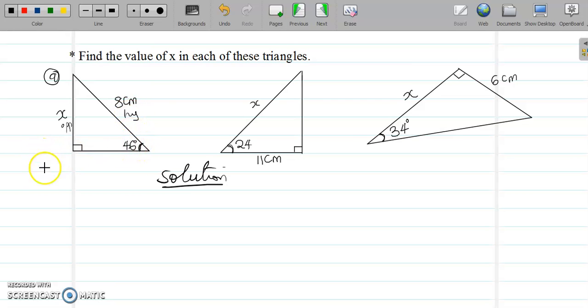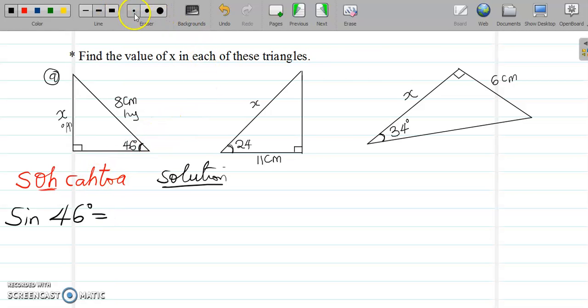So which function am I going to use? If I write down SOHCAHTOA, here I have the opposite and the hypotenuse. Which of them gives me opposite over hypotenuse? Look at this, opposite, hypotenuse. That means I am using sine. I will have sine 46.